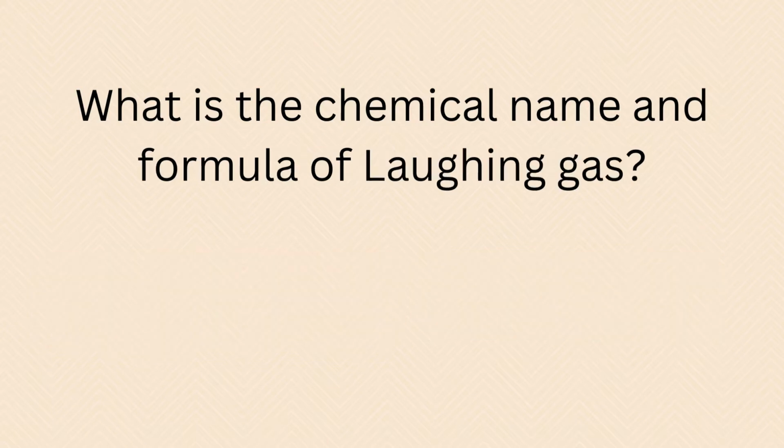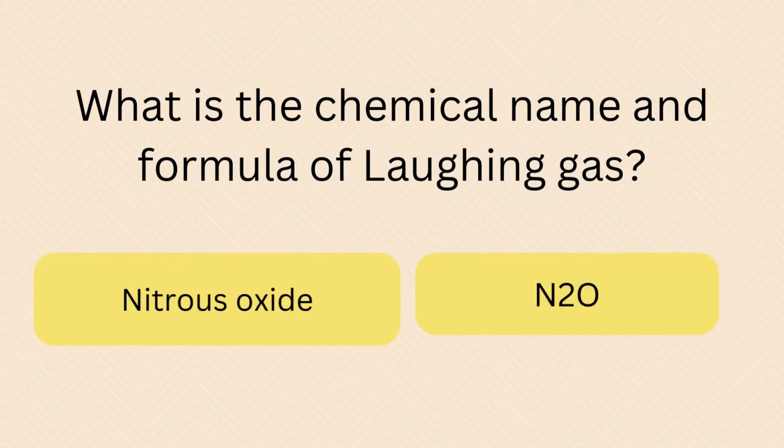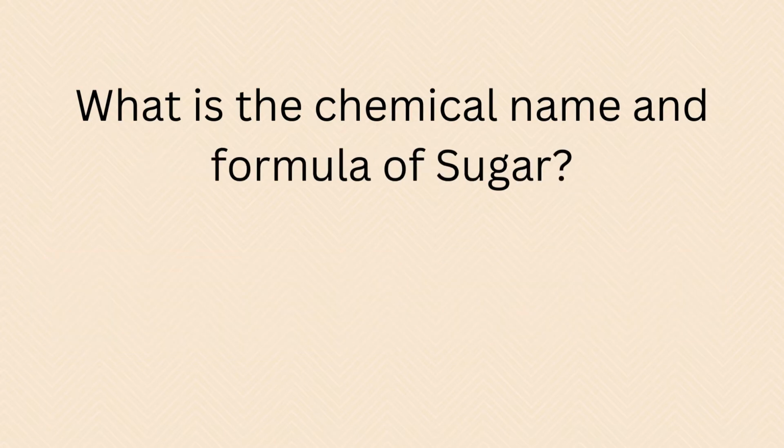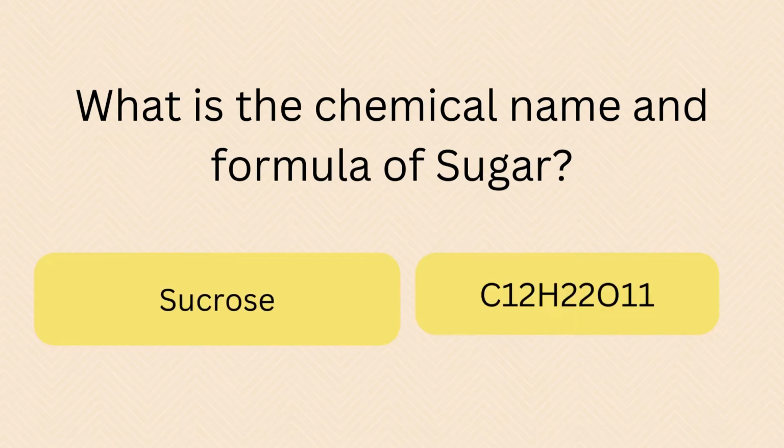Next one. What is the chemical name and formula of laughing gas? Answer. Nitrous oxide. The chemical name of laughing gas is nitrous oxide and the chemical formula is N2O. Next one. What is the chemical name and formula of sugar? So sugar is chemically called sucrose and the chemical formula of this sugar is C12H22O11. So that's it for this video.